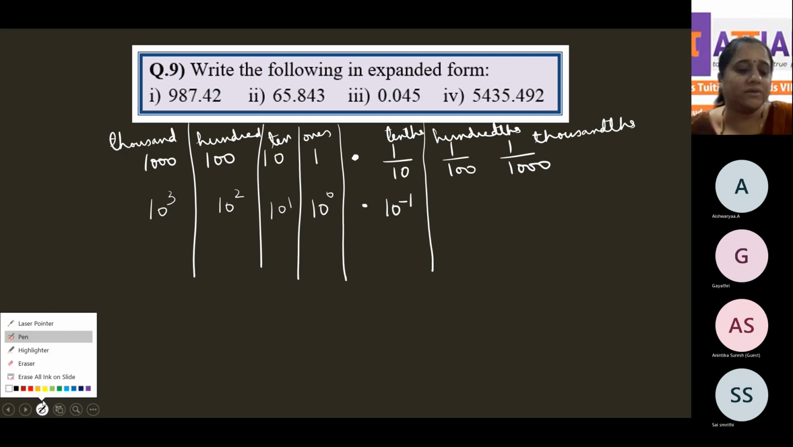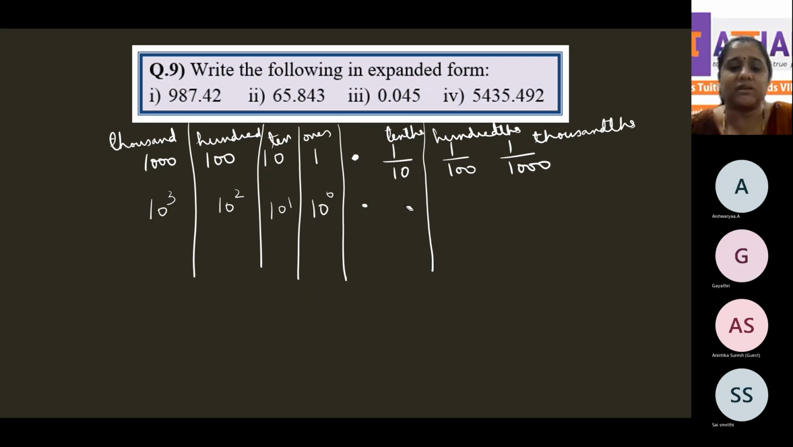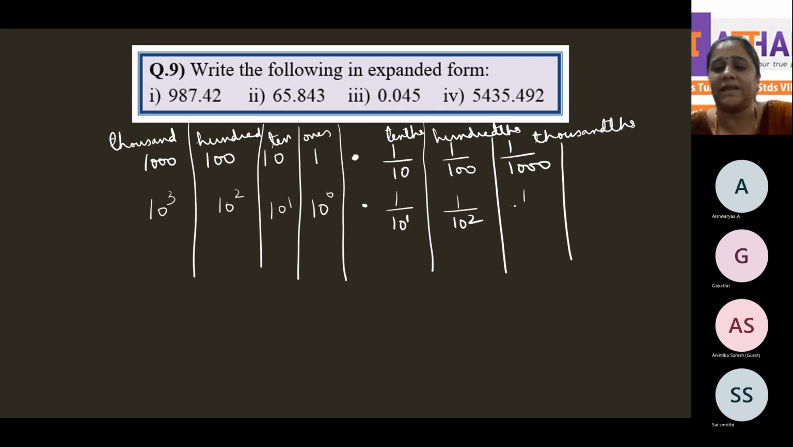Okay, 1 minute. Let me just write something else. So this is nothing but 1 by 10 to the power 1. And this is nothing but 1 by 10 square. And this is nothing but 1 by 10 cubed. Okay, so this one is 10 cubed, 10 square, 10 to the power 1, 10 to the power 0, decimal point.